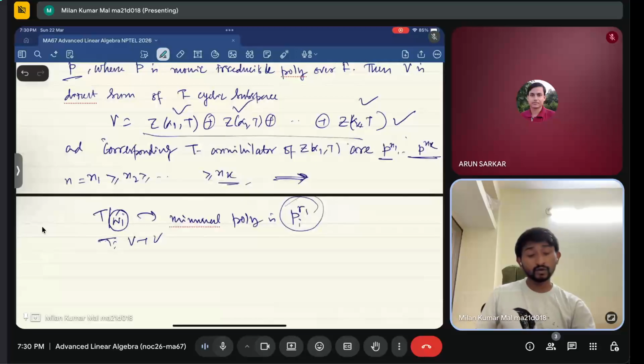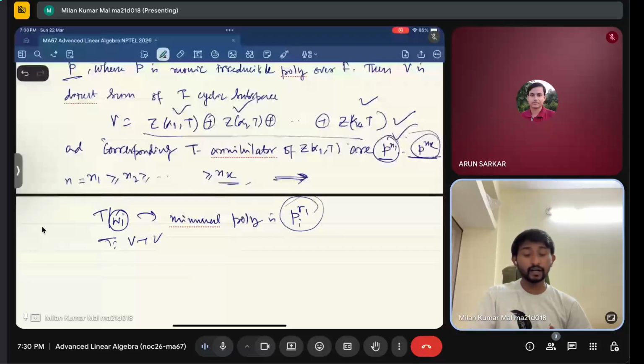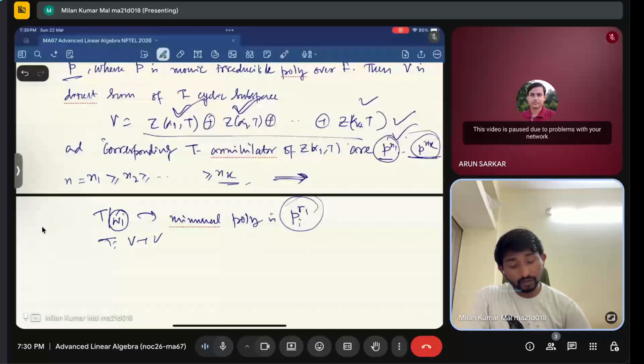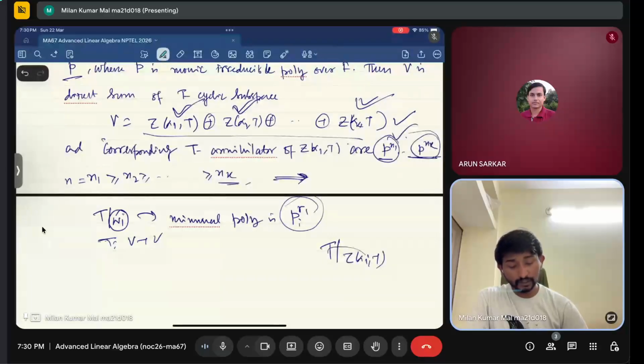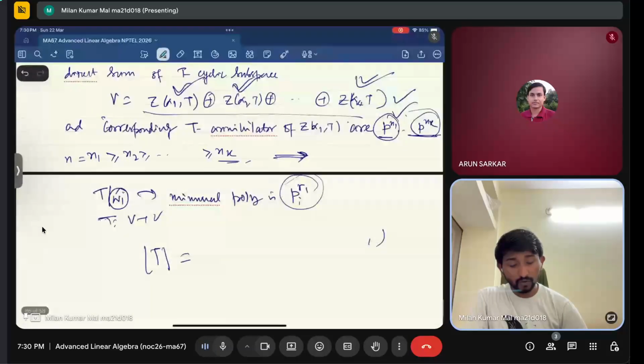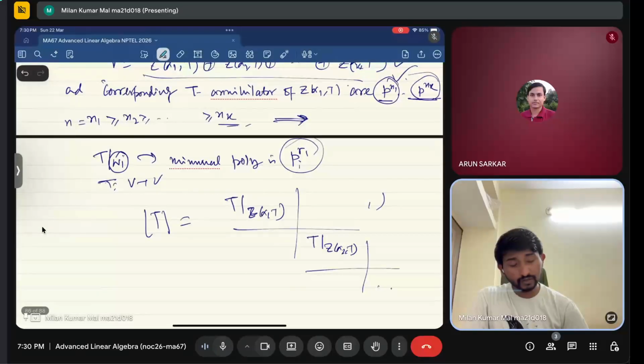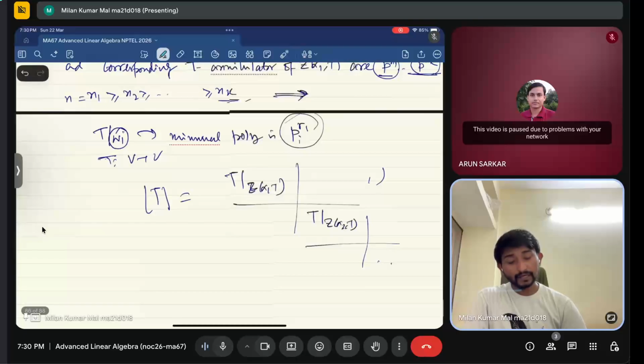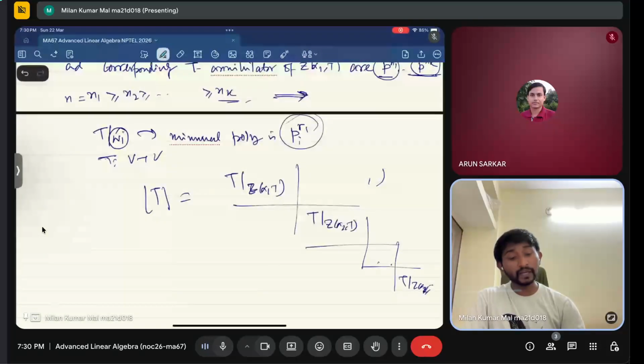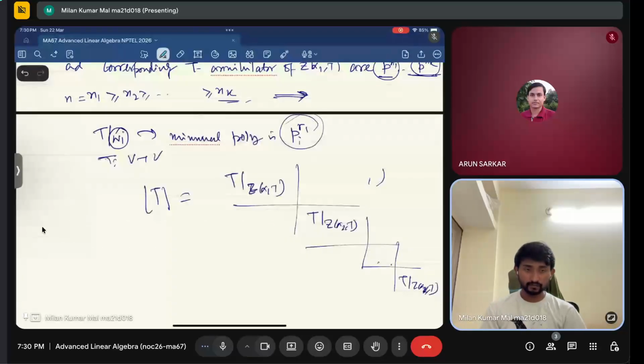Now, whenever you have annihilators like this, these spaces Z(alpha 1; T), Z(alpha 2; T) are invariant under T. So that means T restricted to Z(alpha i; T) gives a block form. The matrix representation of T with respect to V will look like a block diagonal with T restricted to Z(alpha 1; T), T restricted to Z(alpha 2; T), and so on up to T restricted to Z(alpha k; T). But each of them has a matrix representation that is actually the companion matrix of p to the power n1.